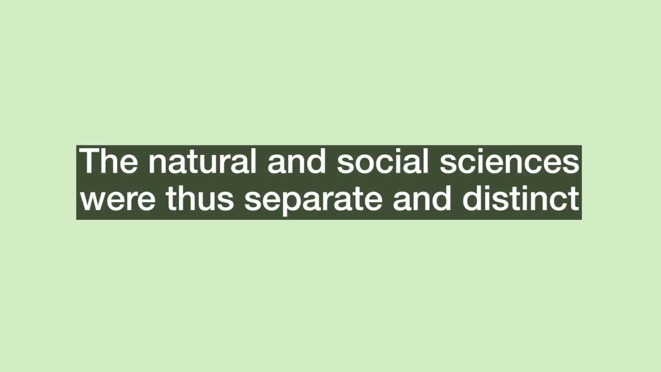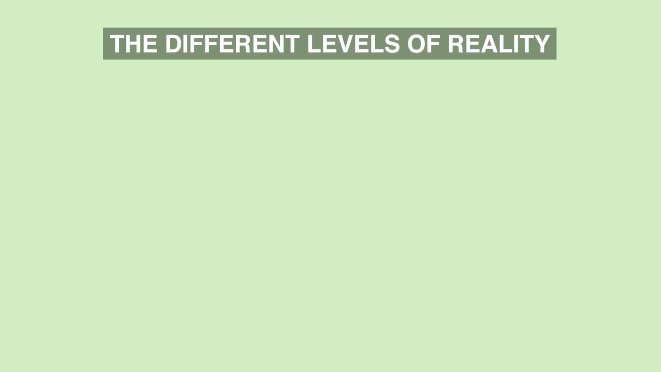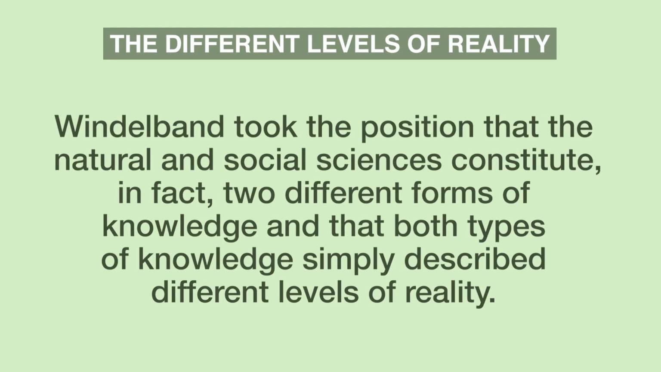The natural and the social sciences were thus separate and distinct. And we had already been telling this for a very long time, that the subject matters of the natural sciences and the social sciences being different, we require a different methodology for the same. And therefore, the methodological differences will definitely come. The different levels of reality. Windelband took the position that the natural and the social sciences constitute, in fact, two different forms of knowledge, and that both types of knowledge simply describe different levels of reality.